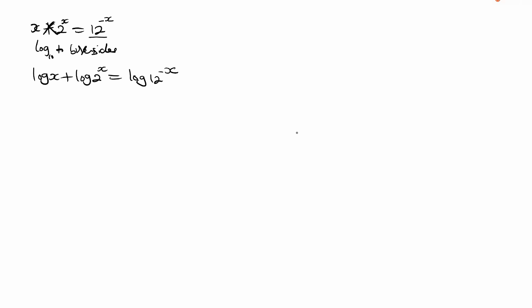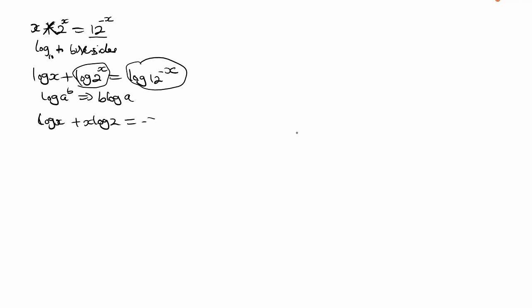Let's simplify this further, and I'm going to apply this rule here. When you have log a power b, which is the same as b log a, and this one I'm going to apply on log 2 power x and log 12 power negative x. So I shall have here log x plus x log 2 is equal to negative x log 12.